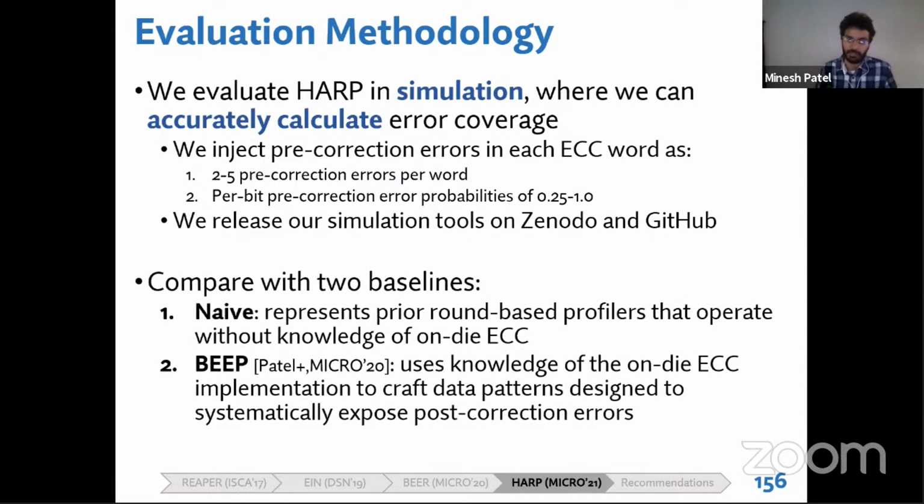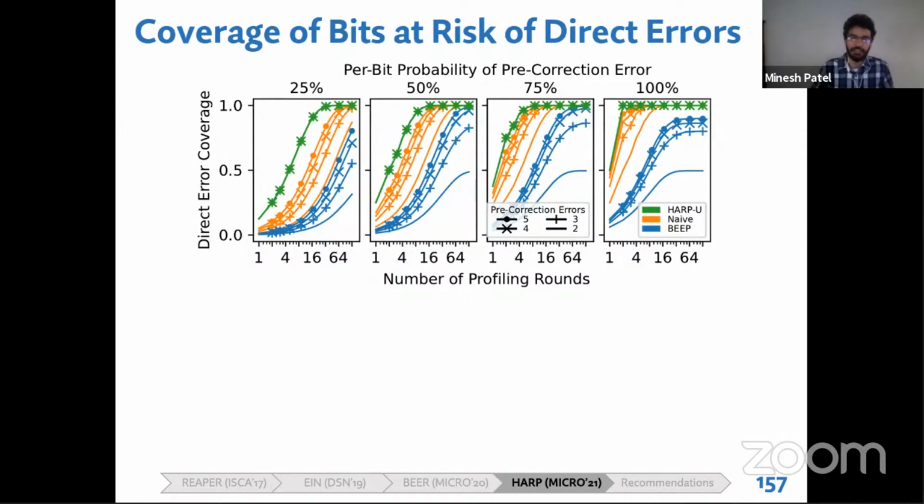In our evaluations, we compare with 2 different baselines. The first is Naive, which represents typical prior round-based profilers that operate without knowledge of on-die ECC. If you remember from our earlier talk about Reaper, this is very similar to the brute force profiling approach, and also the profiling algorithm that I presented earlier in these slides. The second comparison we make is against BEEP, which I talked about alongside BEER. BEEP uses knowledge of the on-die ECC implementation to craft data patterns that are specifically designed to systematically expose post-correction errors.